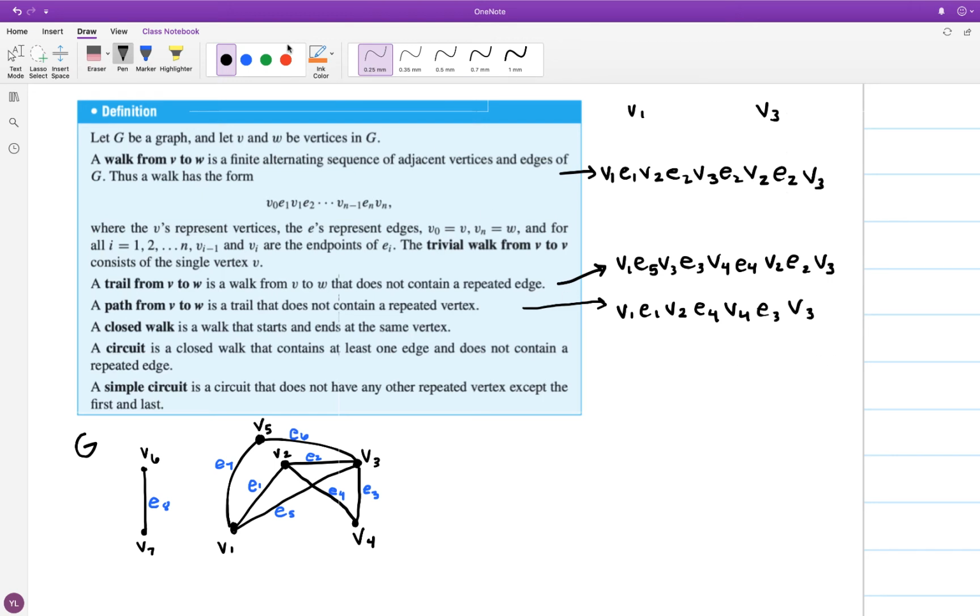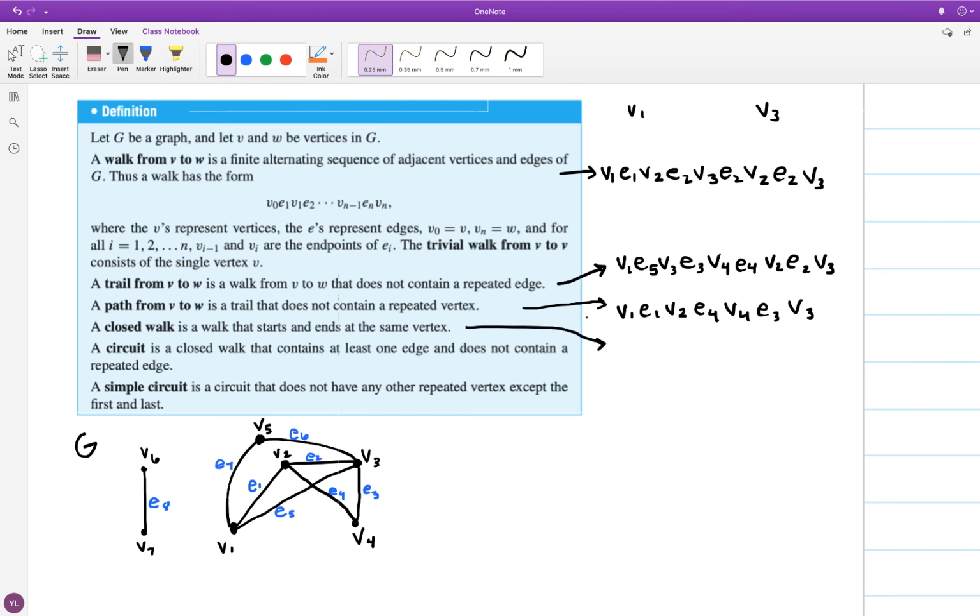Okay, so you can see what this looks like. I start at V1, over to V2 via edge 1, V4 via edge 4, V3 via edge 3. So there's a walk from V1, or a trail from V1 to V3, not repeating any vertices, and not repeating any edges. Okay, where are we at now?